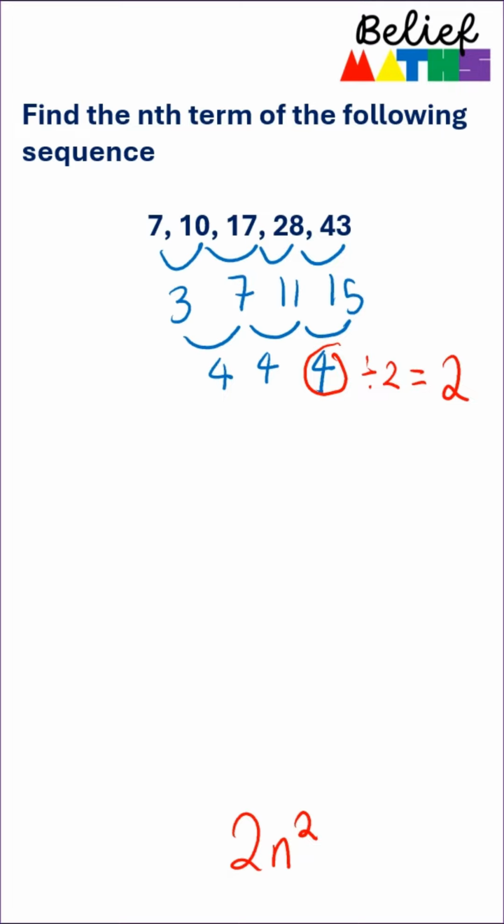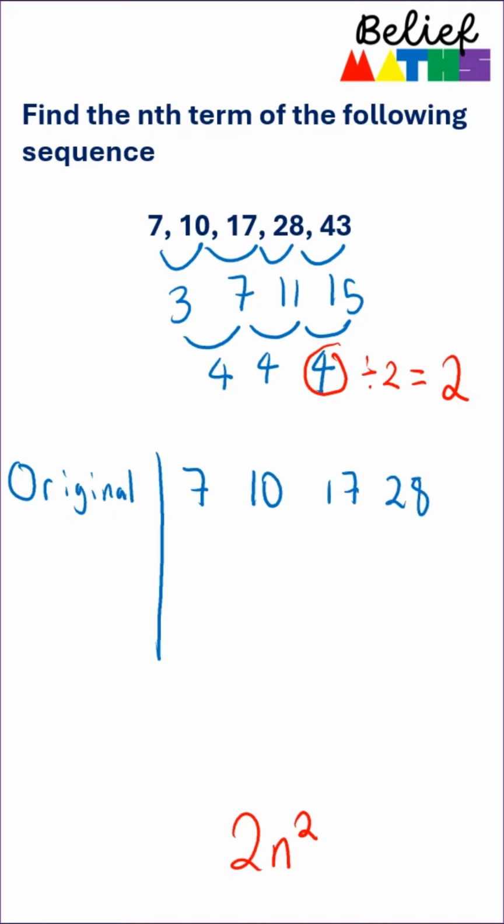From there, we're going to start by building a table. We're going to start by looking at the original sequence, so the one that we're given at the very beginning. And we're going to look at the first 4 terms of that sequence. So 7, 10, 17, and 28. Okay, now we're going to use that 2n squared that we've just found, and we're going to see, well, what would that sequence look like? And we're going to generate the first 4 terms of that sequence.